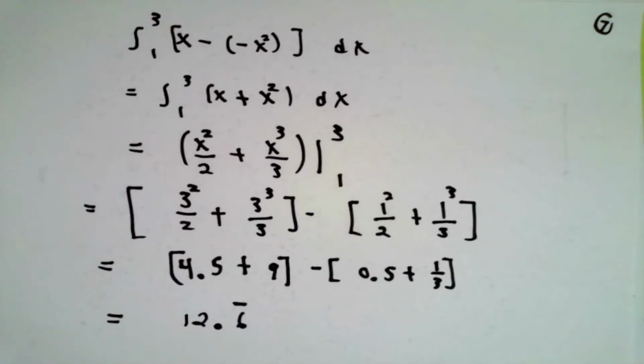Actually, doing the integral is easy. Write x minus the negative of x squared, which is x plus x squared, so it doesn't look so bad. Find an antiderivative, x squared over 2 plus x cubed over 3. Evaluate at x equals 3 and at x equals 1, then subtract, and get 12 and 2/3 for an answer.